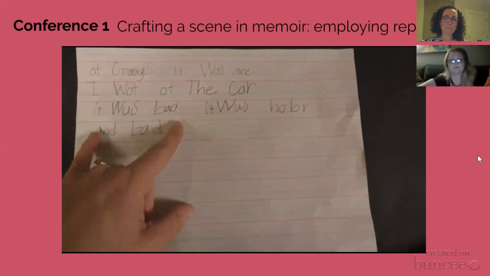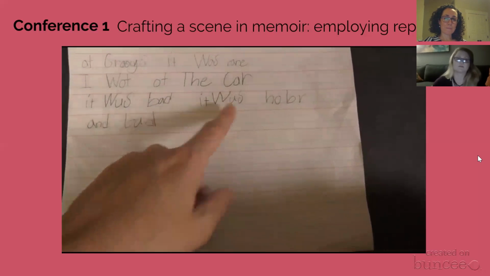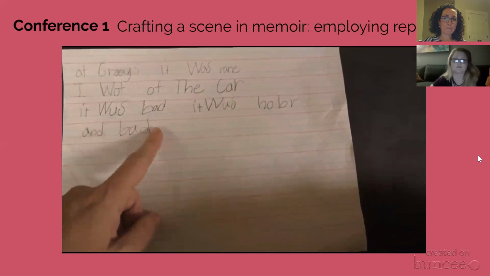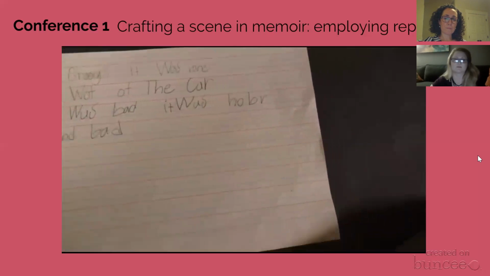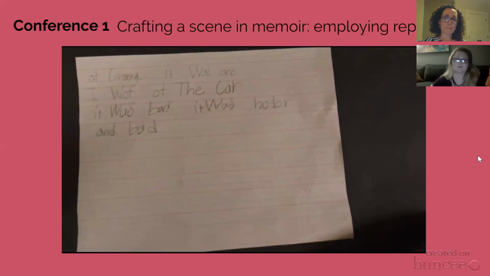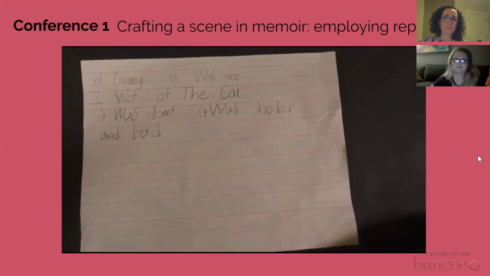This part to me is so powerful. It was bad is a short line, and then you add the word horrible and you repeat the word bad. You say it was bad. It was horrible and bad. It's almost like you're correcting yourself. Like, no, it wasn't just bad. It was horrible and bad. And that is really helping us to understand how bad the rain was, how strong it was coming down.